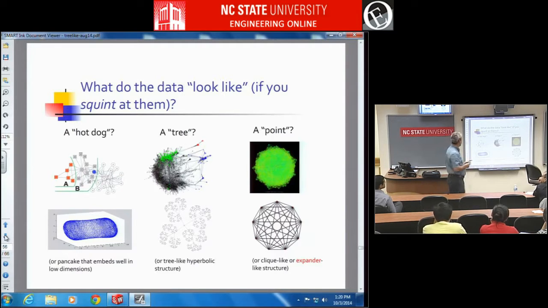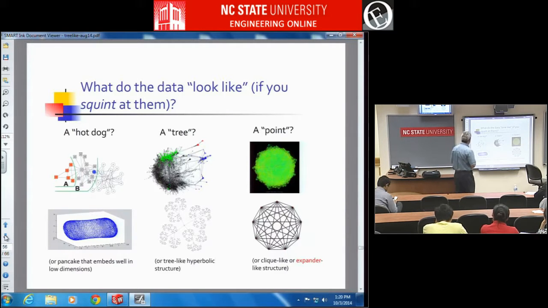But this prior work predates that and isn't tree-like per se, but is the background on the empirical properties that you need to know about in order to understand what we're doing with the tree-like structure. So what does a graph look like? Take a step back from the weeds and ask, what does it look like?